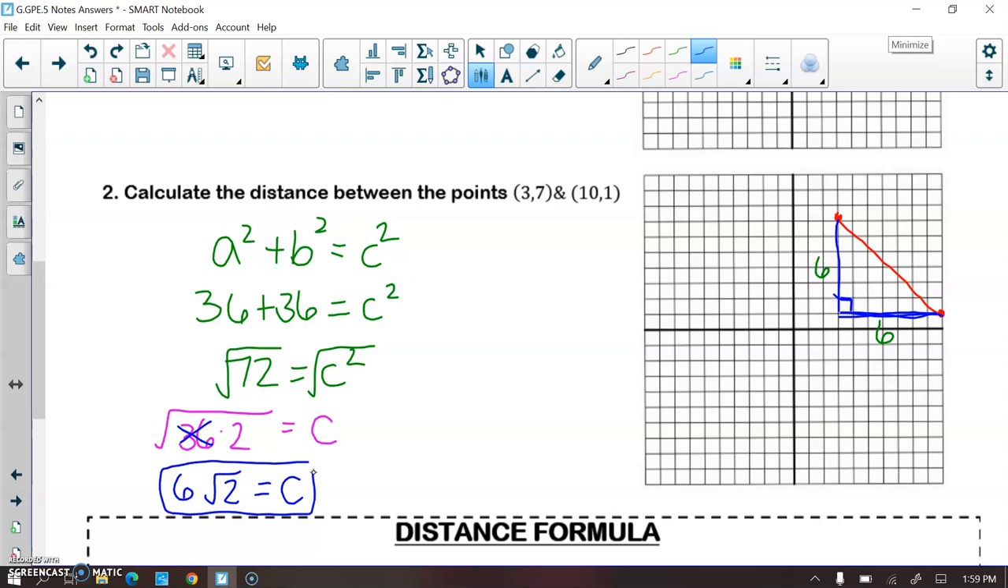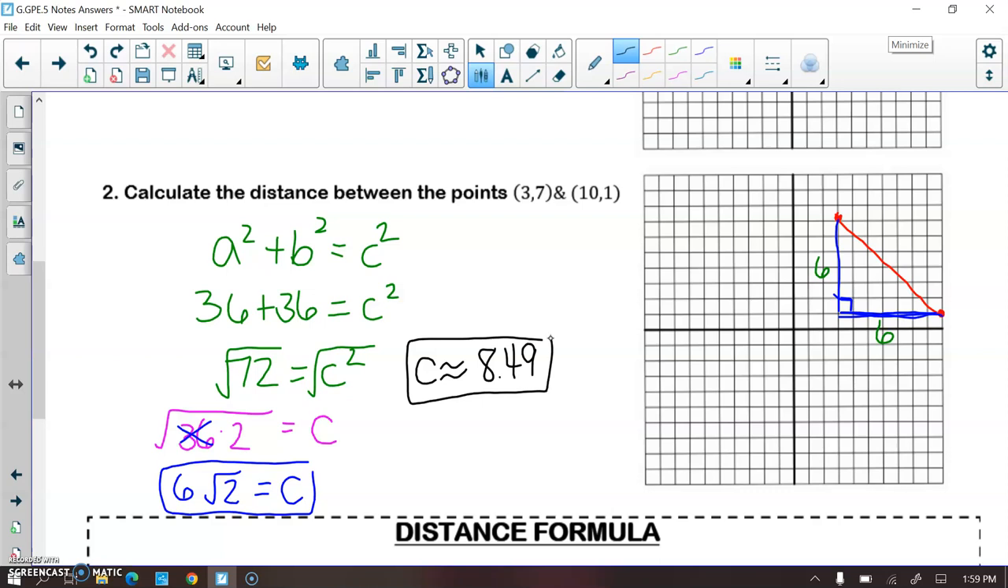Now if I asked you just to round to the nearest hundredth, let's say, what you would do is you would just type in the square root of 72 in your calculator by doing second and then that x squared button. And we would wind up with c being approximately equal to 8.49 if I asked you to round to the nearest hundredth.